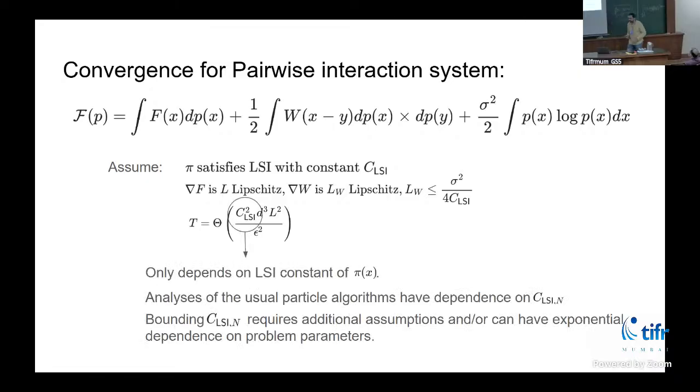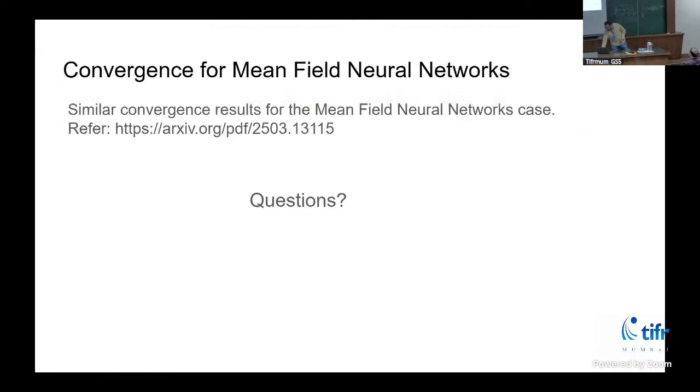One of the salient features here is that this only depends on the LSI constant of pi of x. The analysis of usual particle methods has a dependence on C_LSI(n), the n-particle log-Sobolev constant, which we have no idea how to bound. Bounding this requires additional assumptions or has exponential dependence on various problem parameters, which we usually don't desire. We can also obtain similar convergence results for the case of mean field neural networks, and I can refer you to my paper here. And yeah, I can answer any questions you might have.